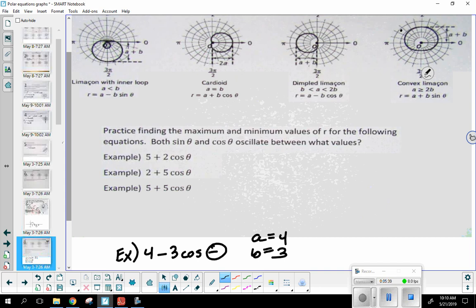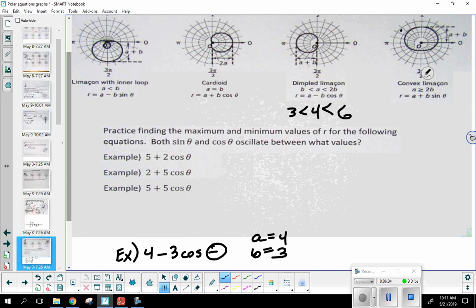Which of those 4 would this one be? Inner loop, cardioid, dimpled, or convex? Okay, he thinks dimpled. Let's take a look. So first I want to show B is less than A. So 3 is less than 4, which is good so far, which is also less than 2B, 6. So is that a true statement? Absolutely. So that would be a dimpled limacon.